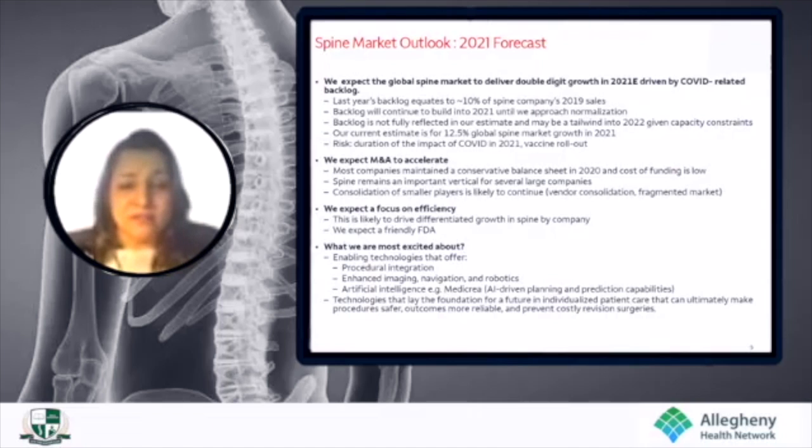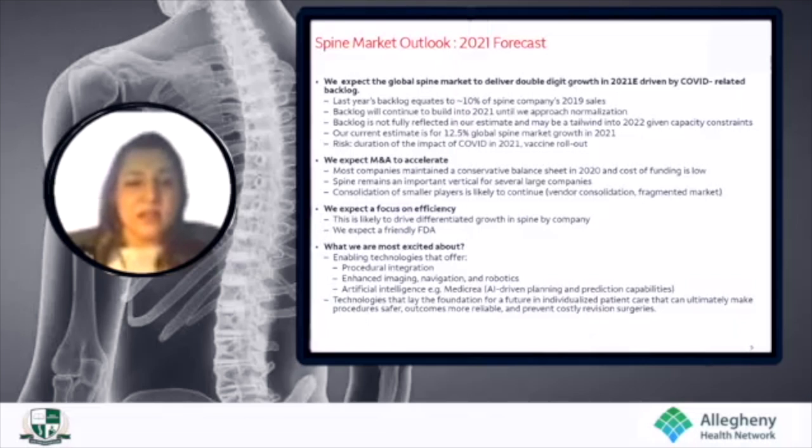The backlog is not fully reflected in our estimates, and we also think that may be a tailwind in 2022, given capacity constraints this year. So we may not be able to get to all the procedures this year. Our current estimate is for 12.5% global spine growth in 2021. And I think there are risks to that as well, which are the duration and impact of COVID in 2021, and also the vaccine rollout.